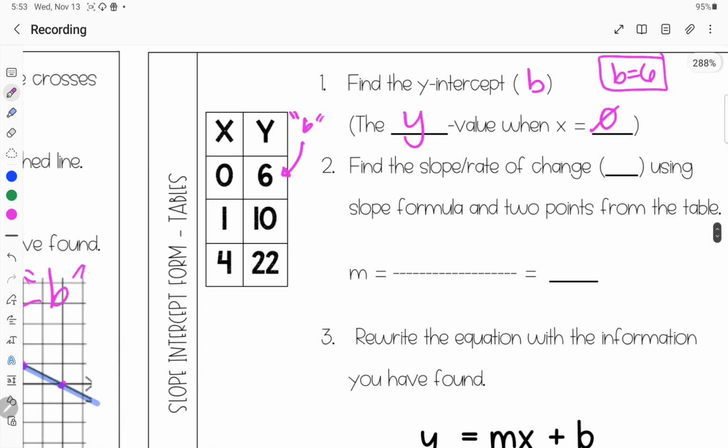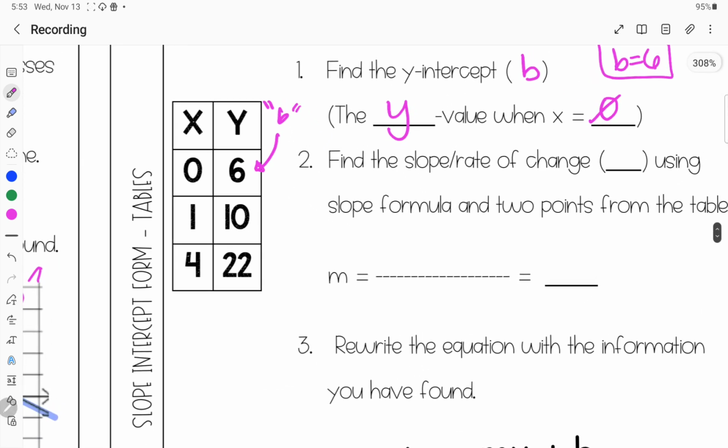Step number 2 is find our rate of change. Rate of change, finding slope, or m, is fun. y2 minus y1 over x2 minus x1. As you look at this, you can see I have 1, 2, 3 ordered pairs to choose from. I only need 2 of them. You can pick whichever 2 you want.